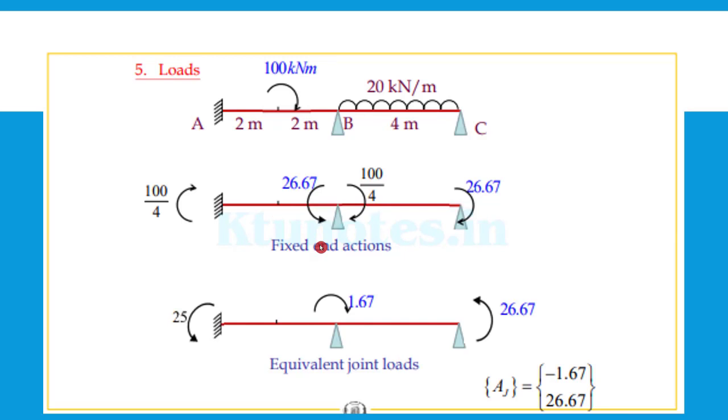And we have the loads next. So we are supposed to convert the loads into equivalent joint loads, as the loads are not acting at the joints. We are very well aware of how to convert the moment as well as the UDL, so not going much into that part. The equivalent joint load obtained will be AJ equal to minus 1.67 and 26.67 for the corresponding kinematic degrees of freedom.